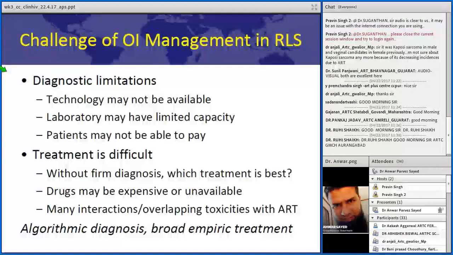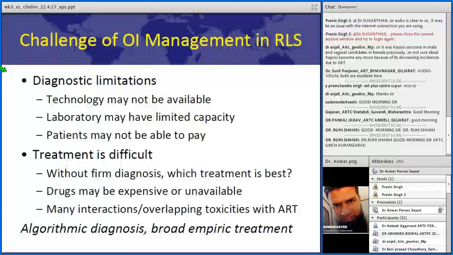Especially now when we are talking about test and start, where more and more people will go on ART, you will require multiple facilities which can diagnose opportunistic infections if you suspect them, and then you can start treatment for those infections. Suspecting those infections and confirming with the laboratory is important to treat them. But unfortunately, many of the institutions do not have basic facilities for diagnosing opportunistic infections.